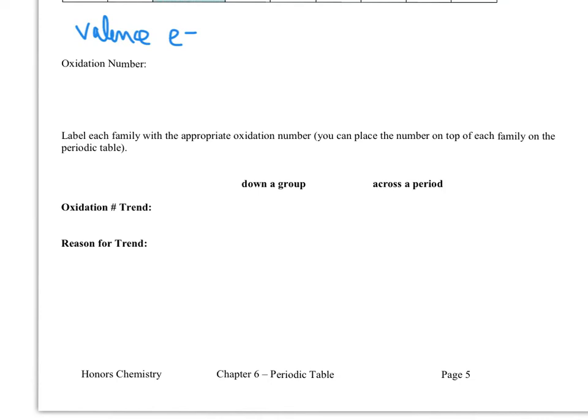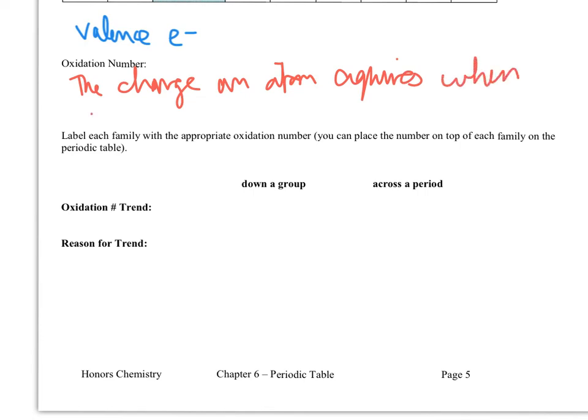All right, so let's define oxidation number again, even though you have it up there. It's not going to hurt. So it is the charge an atom acquires when it becomes an ion, and it becomes an ion by gaining or losing electrons.